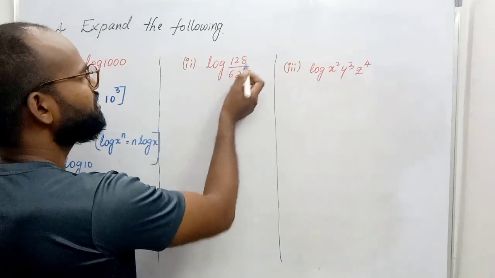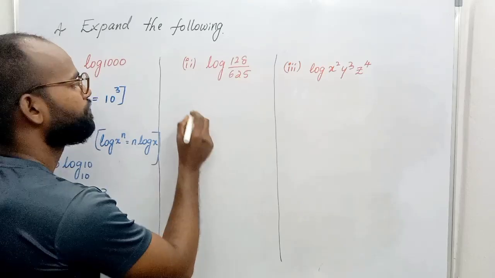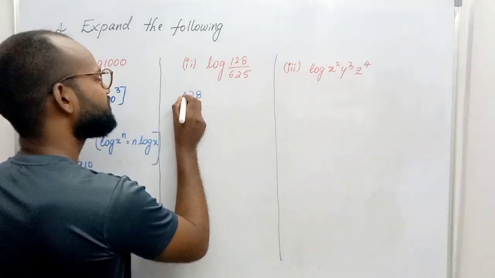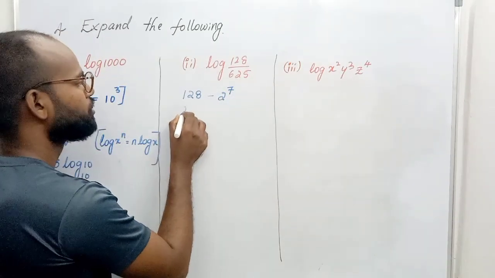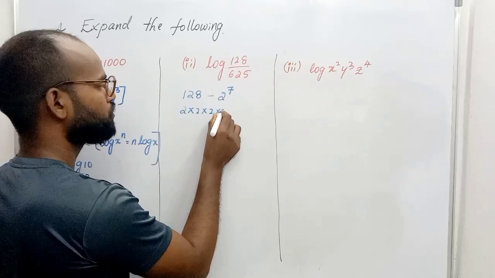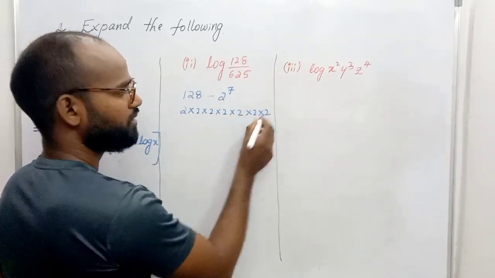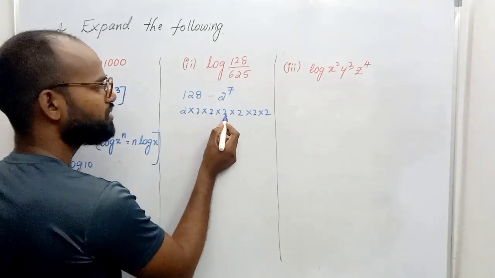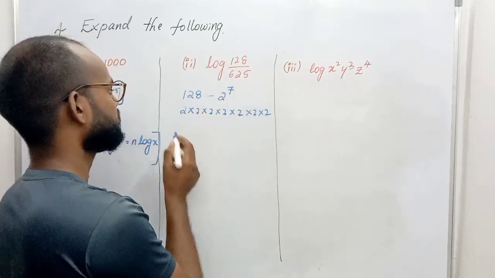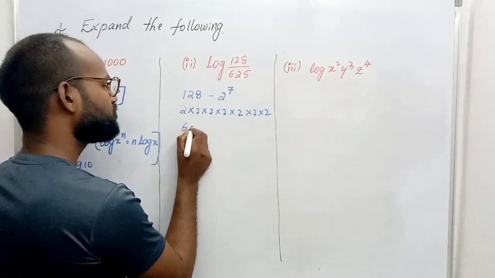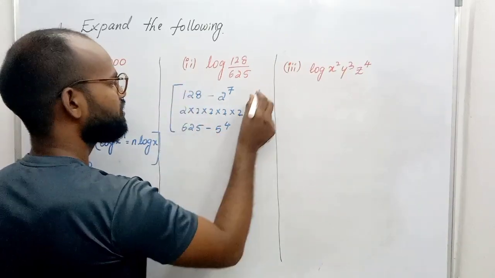Now expand log 128 by 625. 128 can be written as 2 power 7. Is it correct? Yes, we will check it. 2 into 2 into 2 into 2 into 2, 1, 2, 3, 4, 5, 6, 7. So 2 to the 4, 4 to the 8, 8 to the 16, 16 to the 32, 32 to the 64, 64 to the 128. It's correct. Next, 625 can be written as 5 power 4. Keep this in mind.